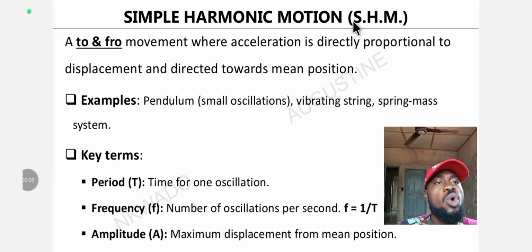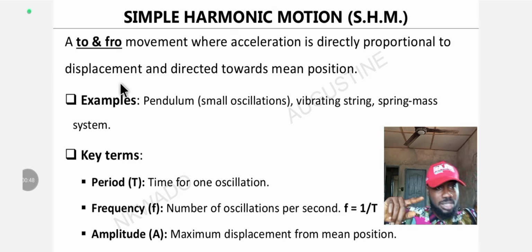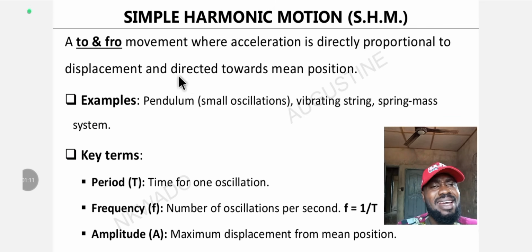Simple harmonic motion, SHM. What is simple harmonic motion? Simple harmonic motion is a to and fro movement whereby acceleration is directly proportional to displacement. So acceleration is directly proportional to the distance covered in view of a frame of reference. This same acceleration that is directly proportional to displacement is directed towards a mean point. I explained what a mean point is when we were treating vector and displacement.